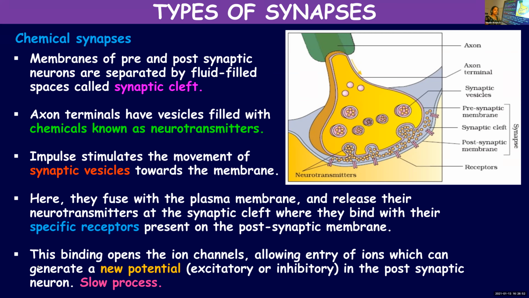And the tip of the axons, what do they have? The tip of the axon, or axon terminals, are provided with certain structures. What do you call them, children? Synaptic vesicles. What do these synaptic vesicles contain? Neurotransmitters.